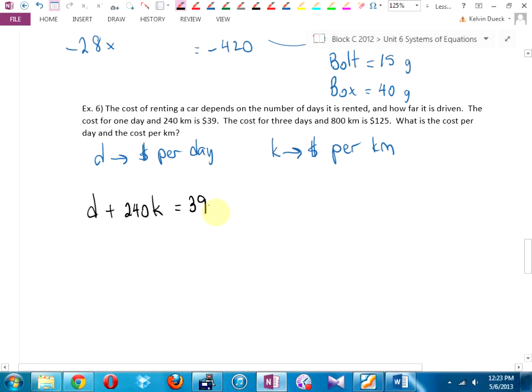Keep going. The cost for 3 days. Stop. 3D, like most movies nowadays. Keep going. And stop. Plus, keep going. 800 kilometers. Say what? 800K. Keep going. Equals 125. All right, how do you want to solve this, folks?